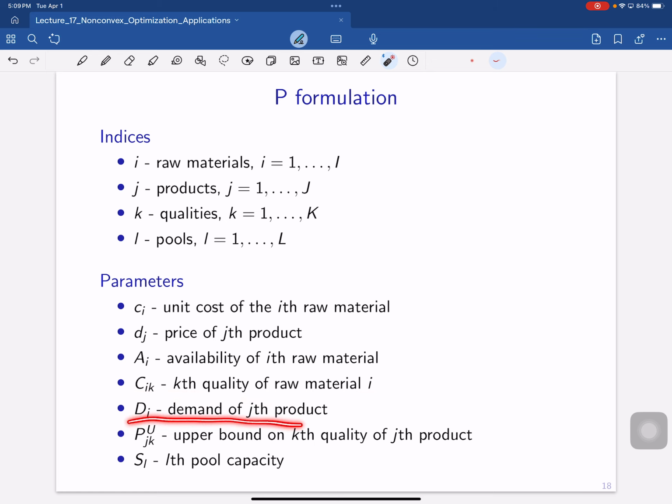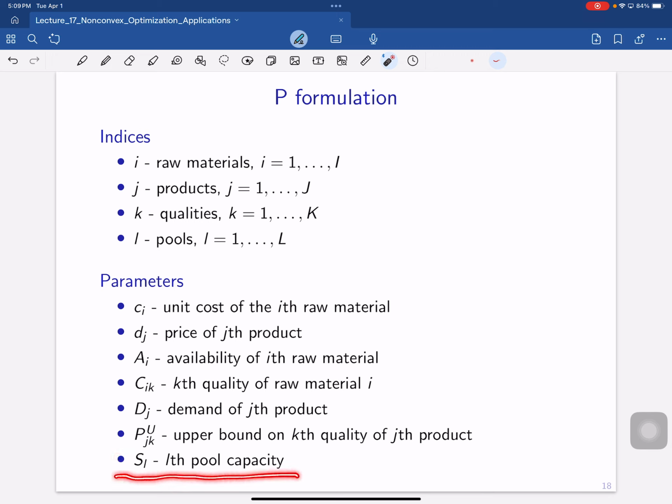You can think about this as the red or green concentration of your raw materials, right? And demand of the J's product, well, the problem is a demand satisfaction type of problem. And PJK is the upper bound on the quality of the J's product, right? So this is like the quality specification. Maybe your sulfur concentration cannot exceed this amount. That is what this PJK represents.